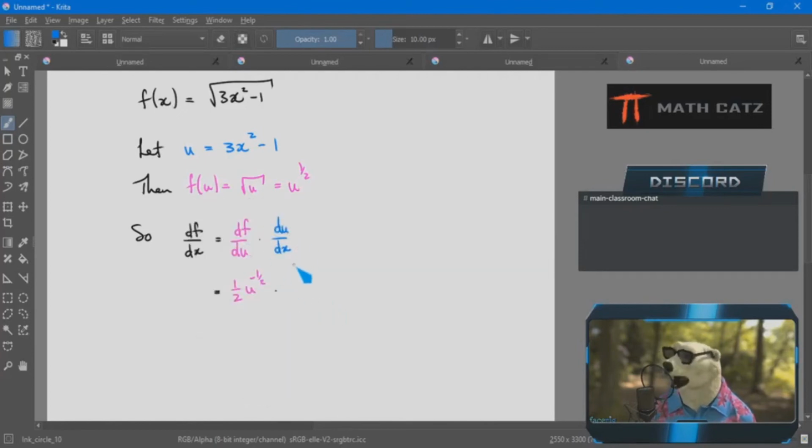Then the derivative of the inside function, which is obviously, I hope, 6x. Not quite done. I see a u. My final answer cannot have a u.